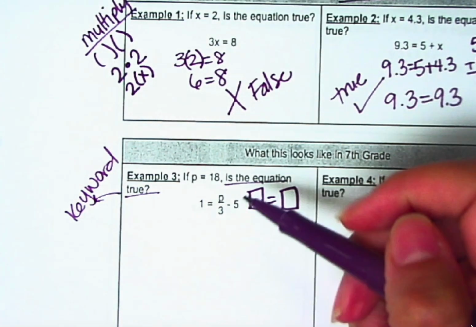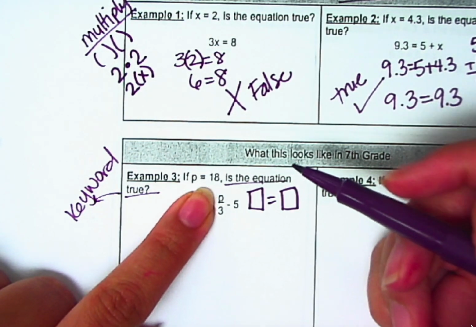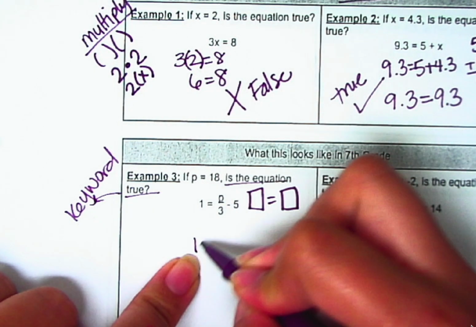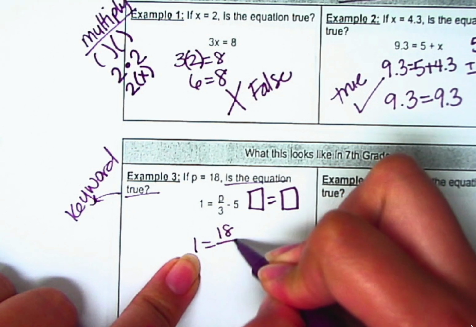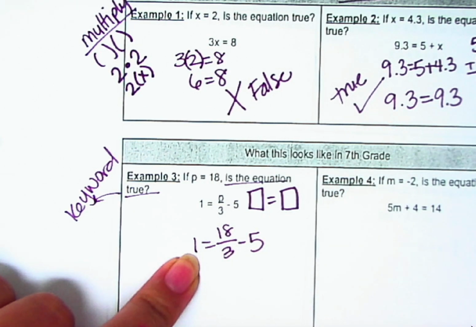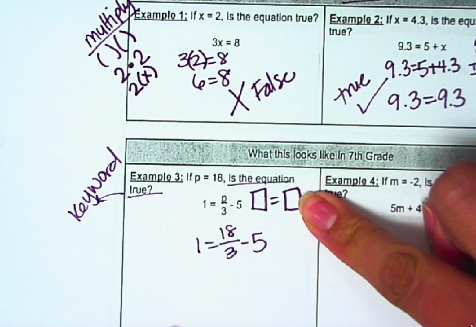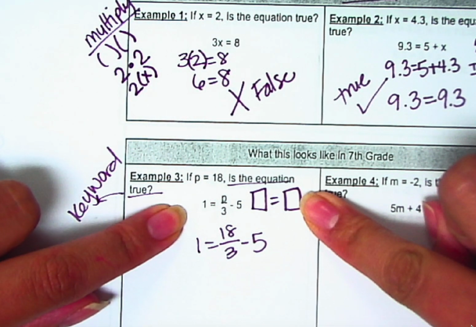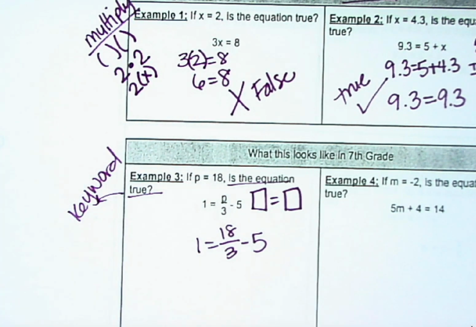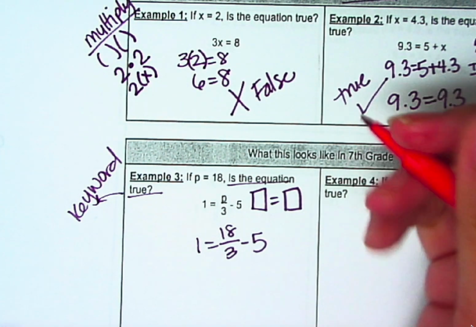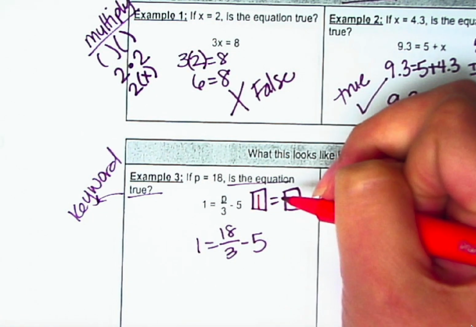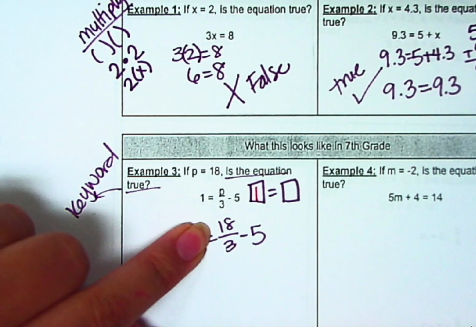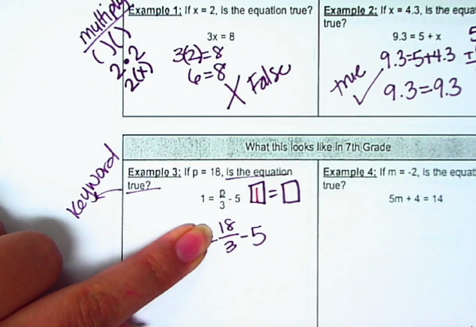Okay? They're giving us p. P is equal to 18. So when I see that p, I'm going to write 18. We're just rewriting the equation. Now when I'm talking about boxes, the left side, it's already telling me it's 1. So I do not need to do anything to that. Okay, I'm going to put in my 1 on the left side. So now I could just look at the right side of the equation.